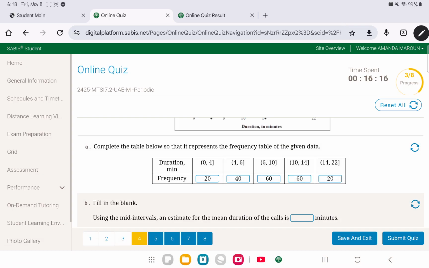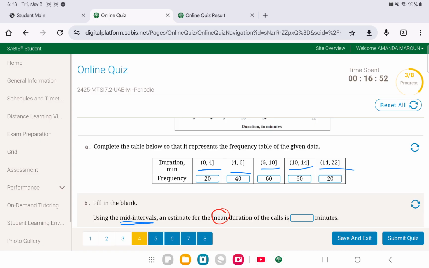Now we move on. This is something really nice. They told us to use mid-intervals. What do mid-intervals mean? This over here is an interval. It means from 0 to 4. This is also from 4 to 6, from 6 to 10, from 10 to 14, and from 14 to 22. Now, when we are finding the mean with a frequency and an interval, it's going to be quite difficult.